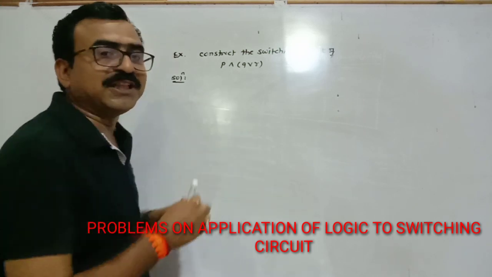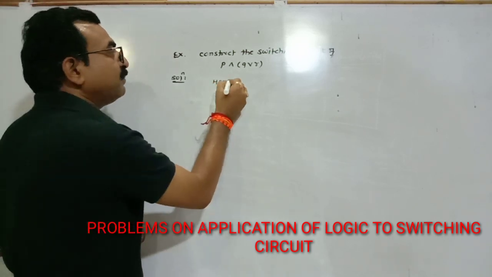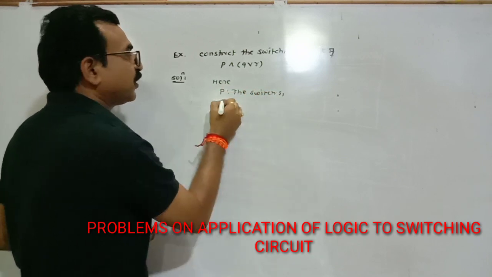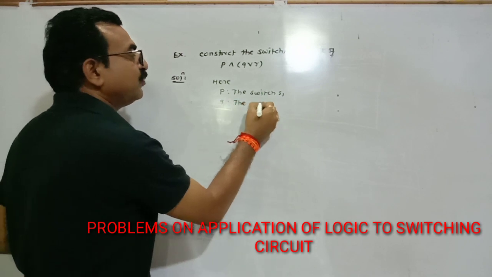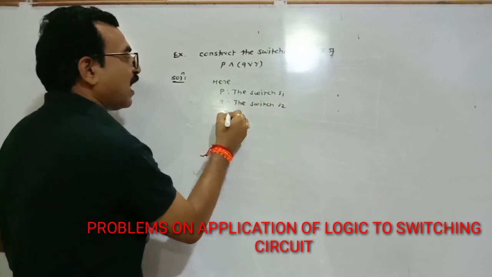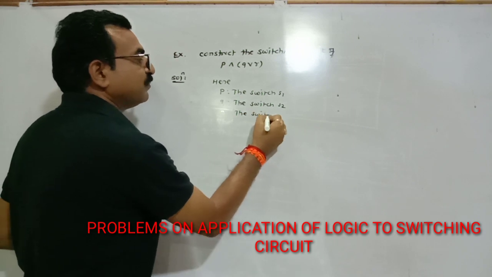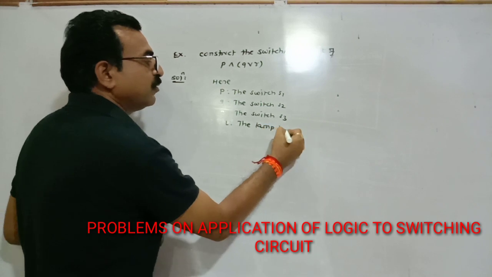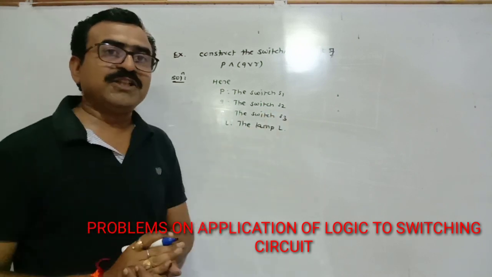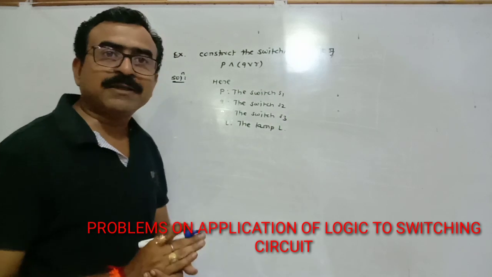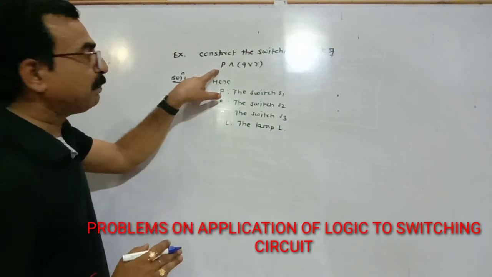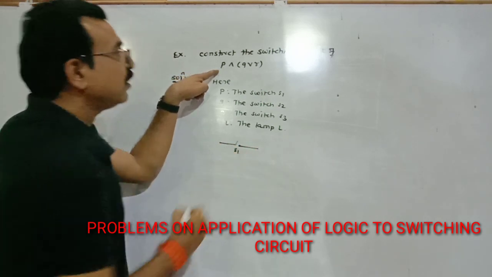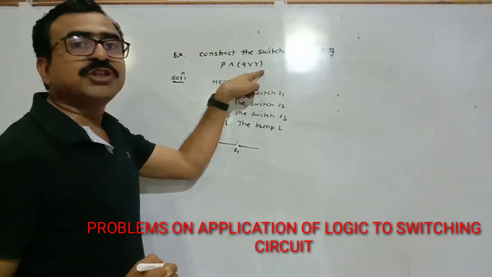Okay, so represent it initially. Here P means the switch S1, Q means the switch S2, and R means the switch S3. L means the lamp L. Okay, after representation, now again read the statement pattern. P means switch S1. Okay, now check this simple bracket.